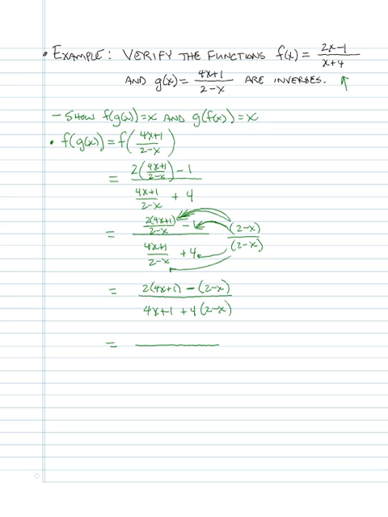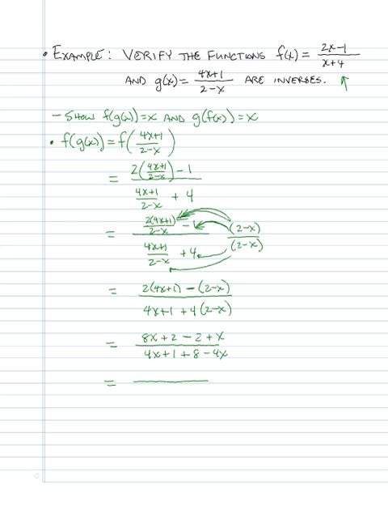In the numerator, when we distribute that 2, we'll have 2 times 4x, which is 8x, plus 2 times 1, which is 2. And then when we distribute that minus sign, we'll have a minus 2 and a plus x. And in the denominator, we'll have a 4x plus 1. And then when we distribute that 4, 4 times 2 is plus 8, and 4 times negative x is minus 4x. And as we continue here, let's see what we end up getting.